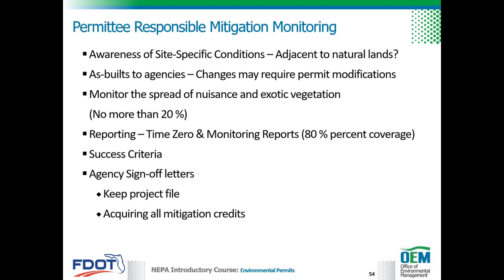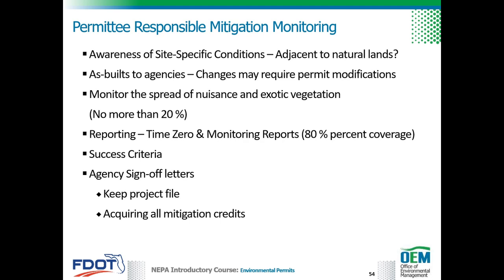Mitigation monitoring is typically required for a 5-year period to demonstrate that the mitigation area is functioning as designed. The monitoring period may be decreased or increased based on achievement of success criteria. An agency sign-off letter is provided to FDOT once the agencies have agreed that all success criteria have been achieved.